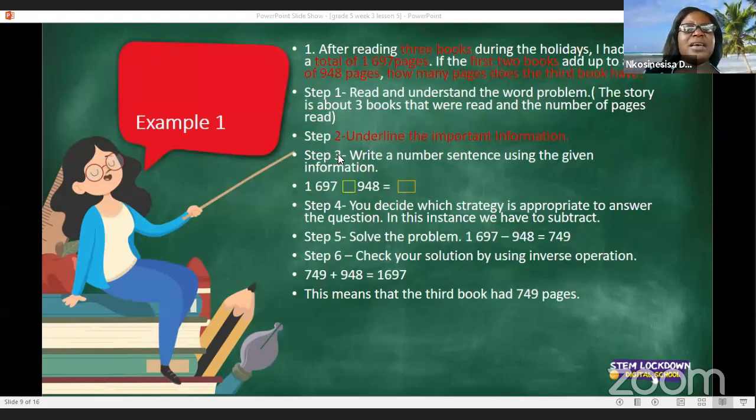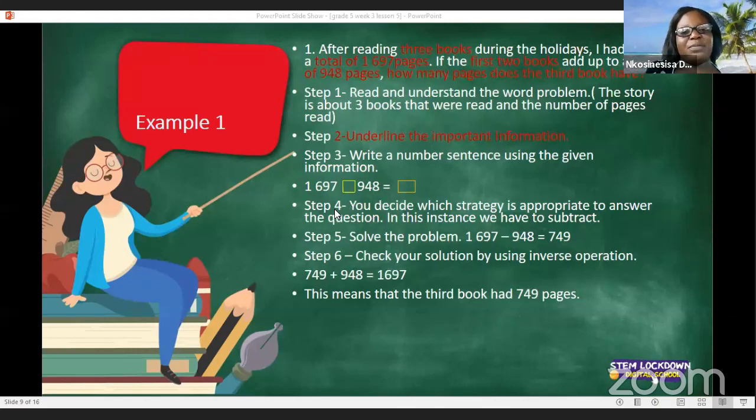Step number 3, you have to write a number sentence using the given information. So the number sentence here: 1,697, which is the total. I don't know whether it's supposed to be plus or minus or times or divide. I do not know. 948 equals to, so I don't know the strategy yet. I know that I've been given 1,697. I don't know whether I should times or minus or divide. And that is the number sentence, right?